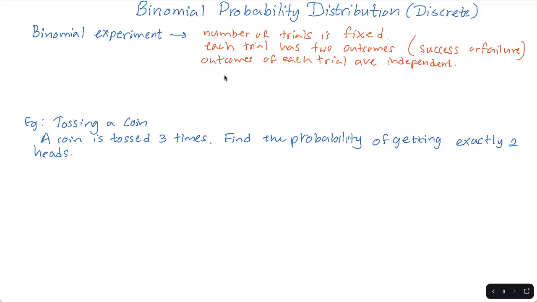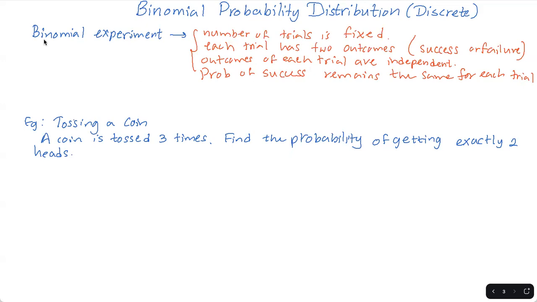Outcomes are independent. So then the probability of success remains the same for each trial. So these are the four requirements to be a binomial experiment, right?